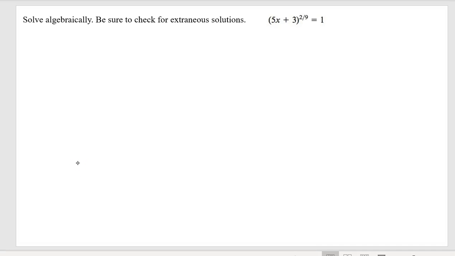Okay, so let's review how to solve an equation with a rational exponent. A rational exponent is simply a fraction as an exponent. Now, if you remember, a fractional exponent or a rational exponent is just another way to write a radical. So I could write this same left side of the equation as the 9th root of 5x plus 3 squared.